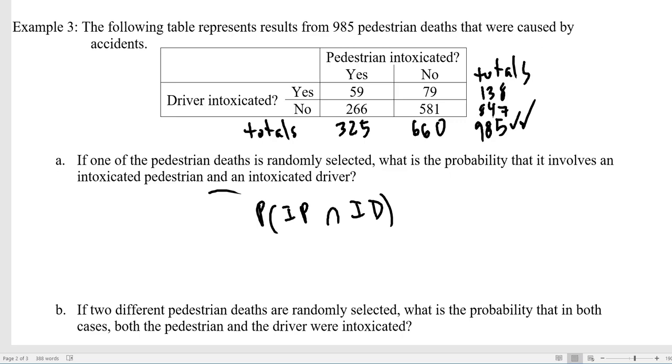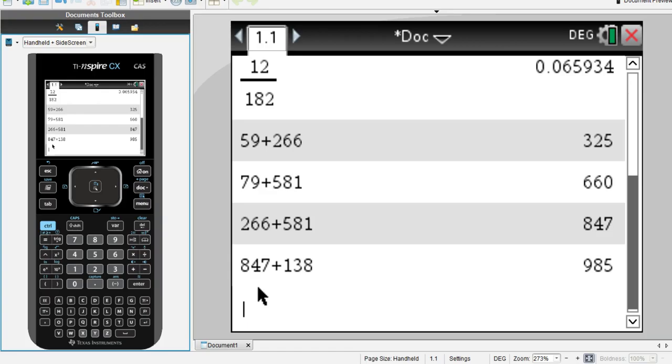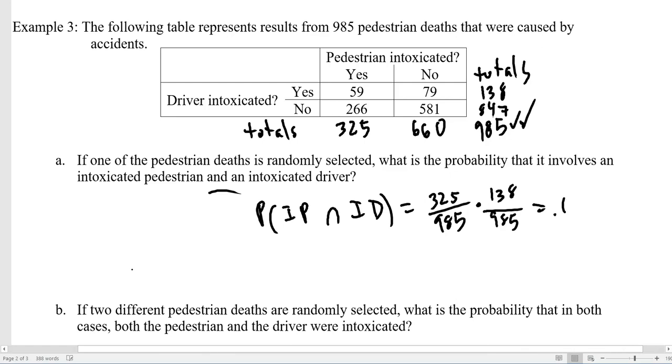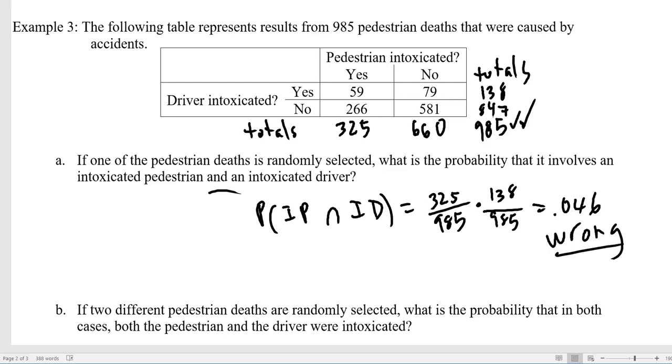So here's what a lot of people will do, is they'll go, oh, this is an "and," right? So they go, well, this is basically the probability of intoxicated pedestrian, which is 325 over the total, times the probability of an intoxicated driver, which is 138 out of 985, and get 0.046. Which is wrong. And you're like, well, why? That's the rule. Well, no.